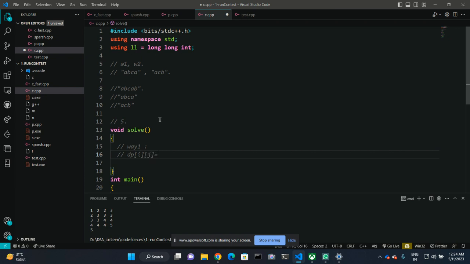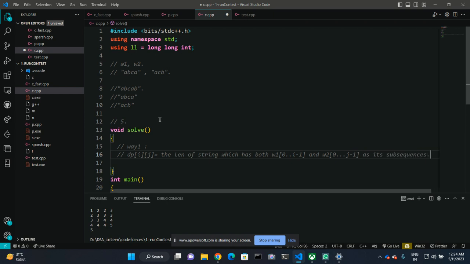So DP[i][j] defines the length of the shortest supersequence, the length of the shortest string which has both W1 prefix 0 to i and W2 prefix 0 to j as its subsequence. So our DP[i][j] will hold this.